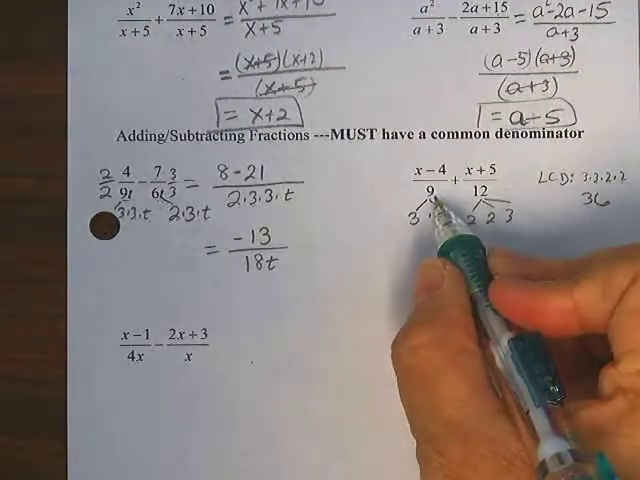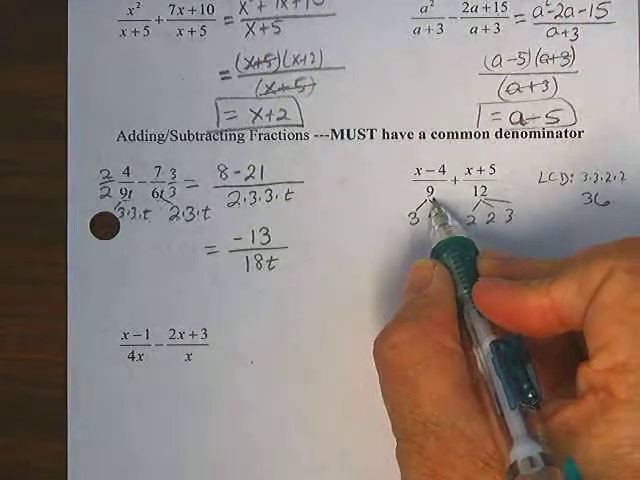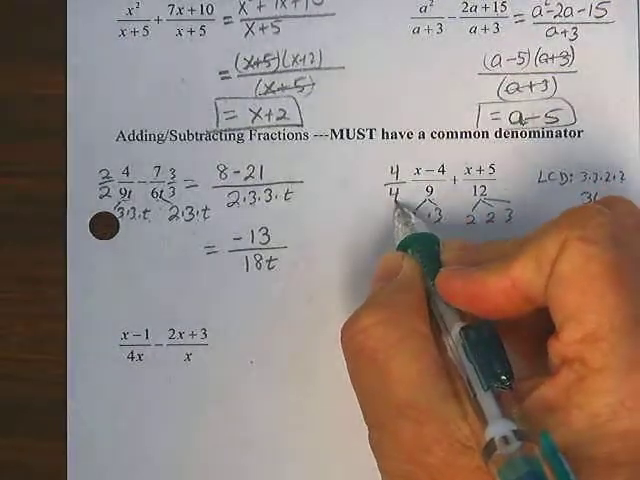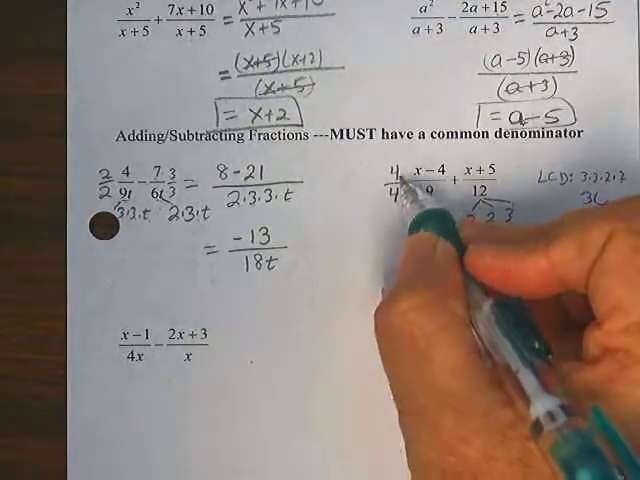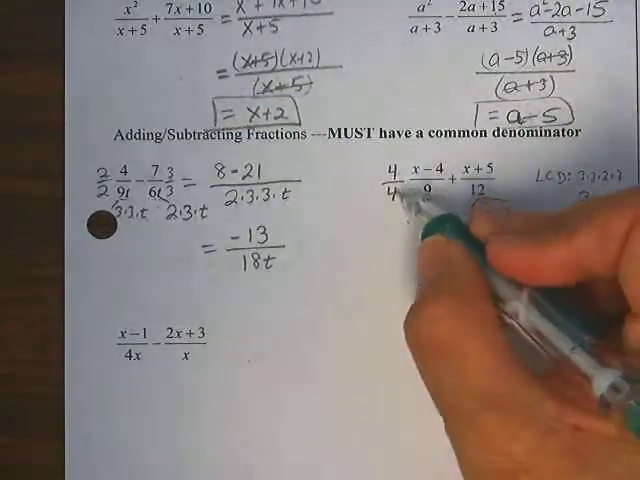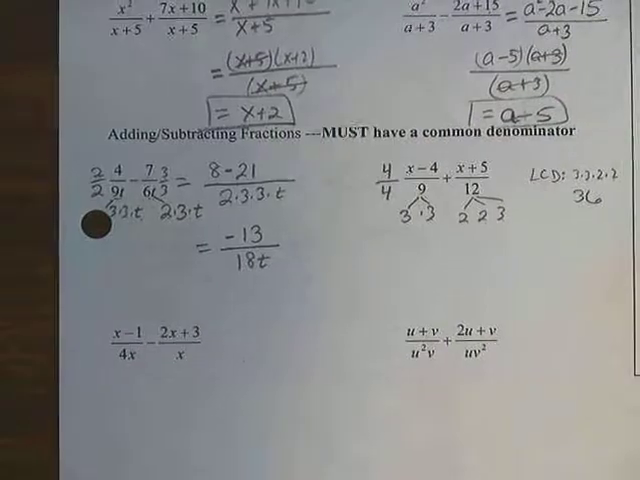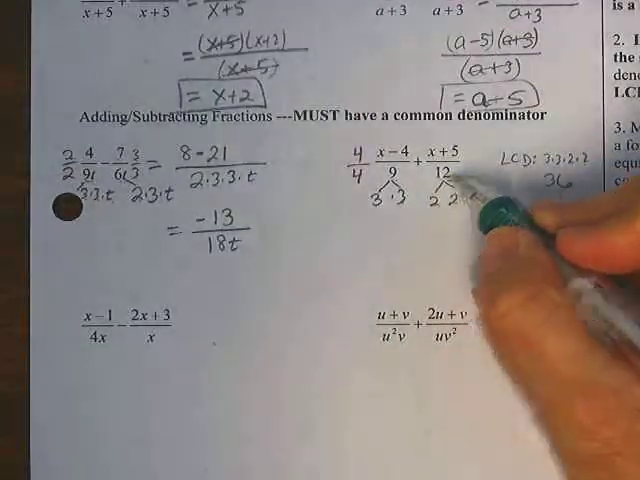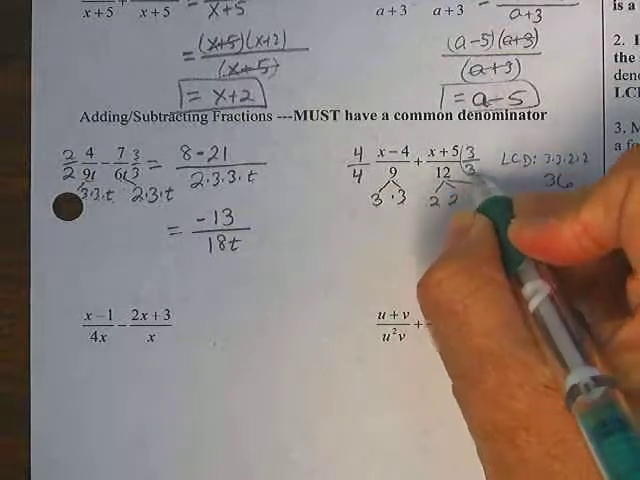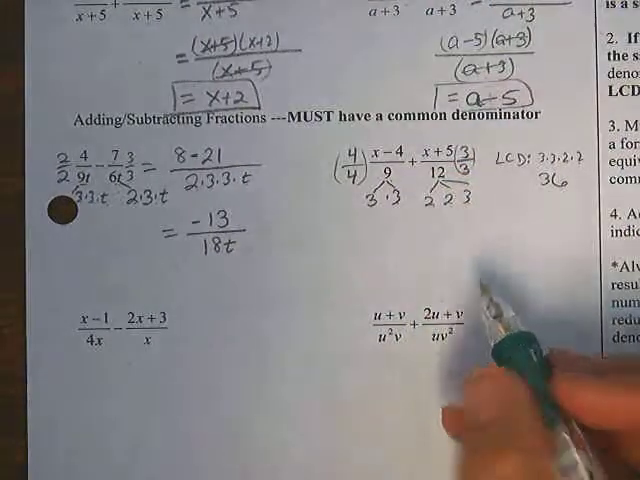So what do I have to multiply 9 by to get to 36? And the answer is 4. And we have to multiply by 4 over 4, because we can only multiply a single term by the number 1, and 4 over 4 is the same as multiplying by 1. To get 12 to be 36, I need to multiply this one by 3 over 3. And now we need to distribute.